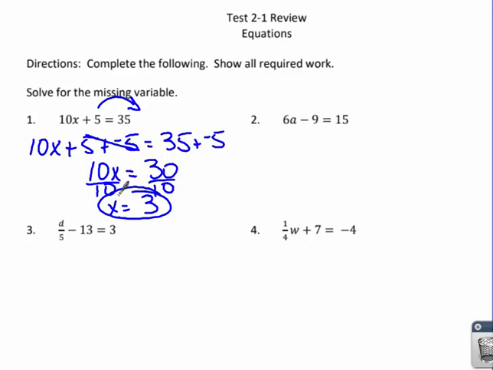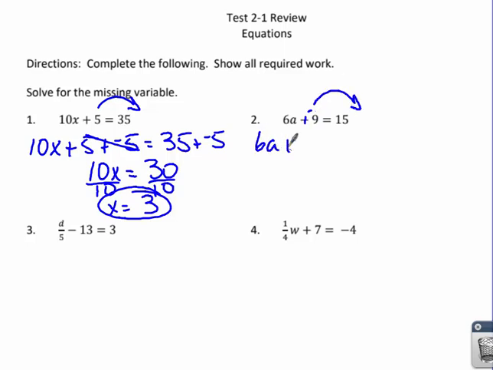Number 2, there's a little pre-work that we need to do first. We have some minus here. So for me, I prefer to change subtraction to addition next to its opposite to prevent careless mistakes. So that's what I did. So now I'm going to do this problem exactly the way I did the other one. I need to get the negative 9 over to be with the 15.